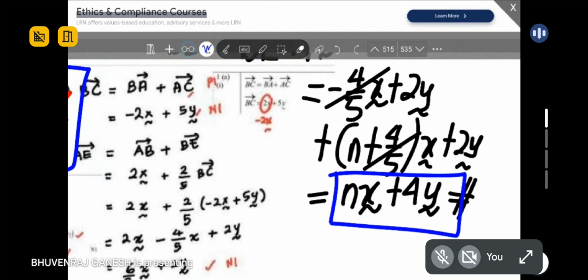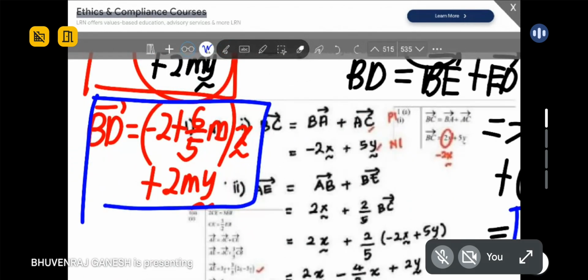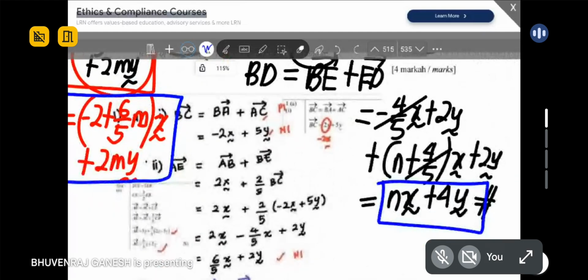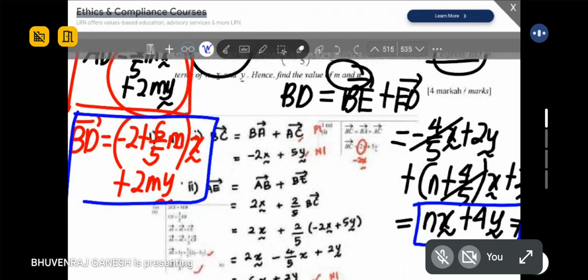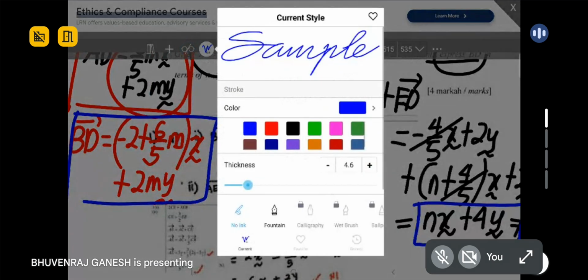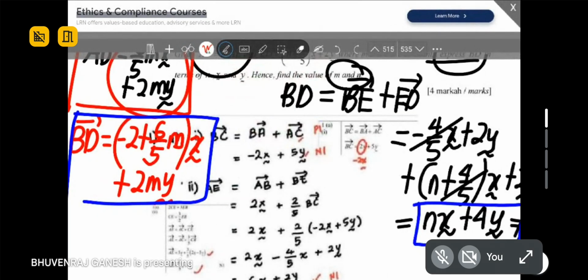So guys, can I find my M and N now? Boleh cari nilai? How do you find the value, guys, for M and N? What is the concept over here that you can use? Both of these represent BD. So what can you do over here? First, you tell me your M value. You go step by step. Nilai M first. Yes. Okay, you compare. So you're going to compare the similar ones.